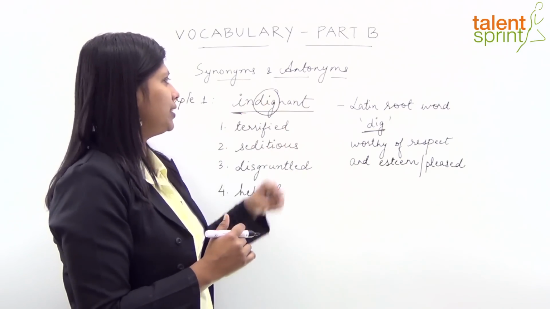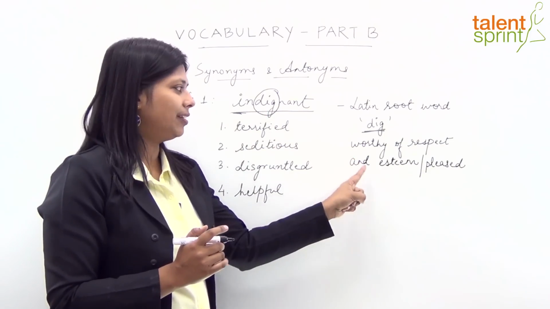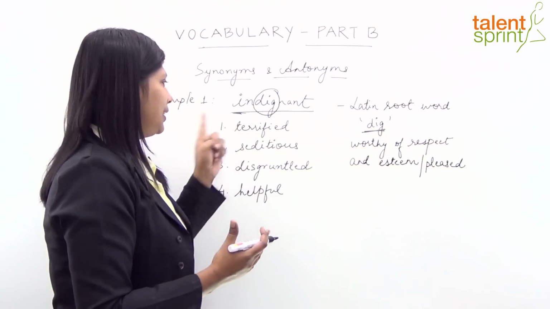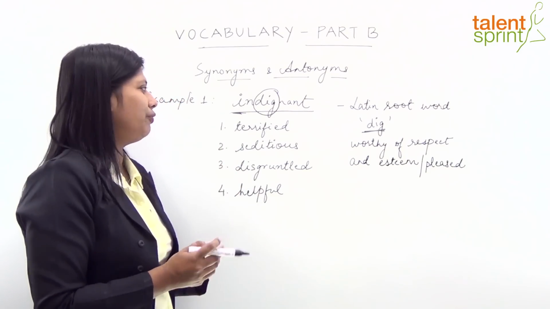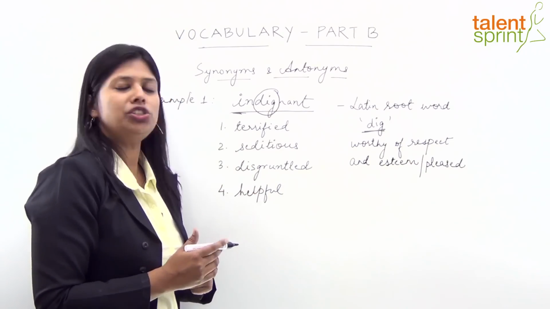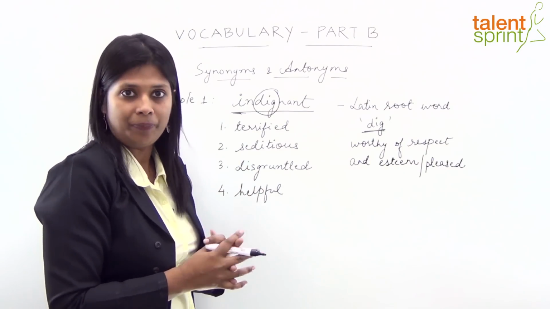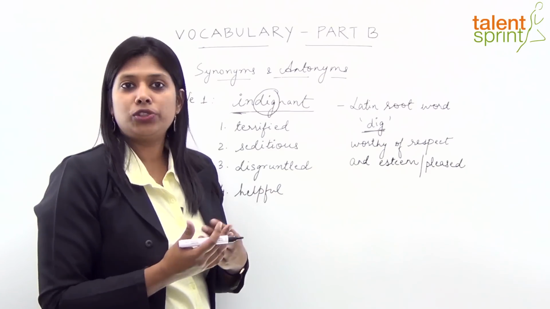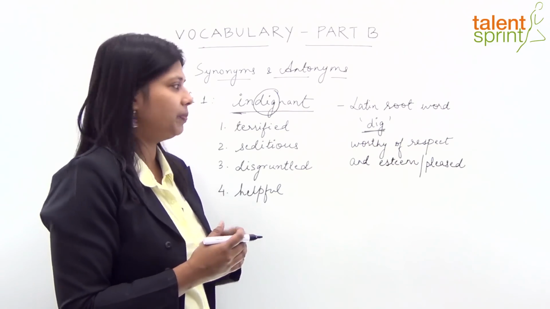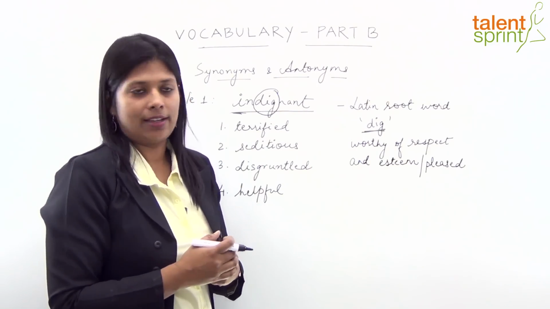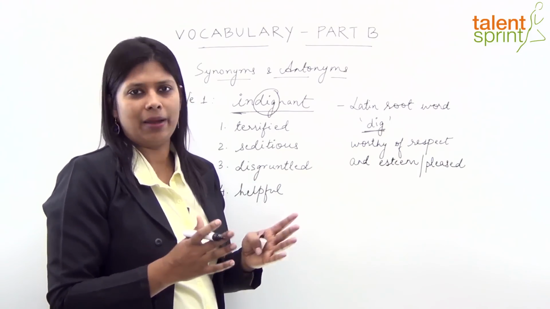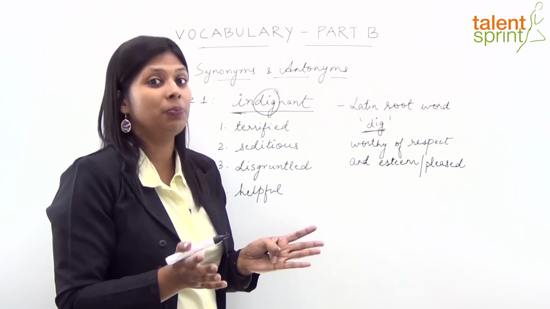So once we've identified the meaning of the root word dig, which means worthy of respect or high esteem, let's see what are the meanings of these words. The first one is terrified. Terrified means someone who's absolutely scared. Seditious. Seditious actually comes from the word sedition, which means a language or a conduct to reflect a rebellious act. When you're rebellious about something, then you display a seditious character. Then disgruntled. Disgruntled means being unhappy. When you're complaining, unhappy, displeased.